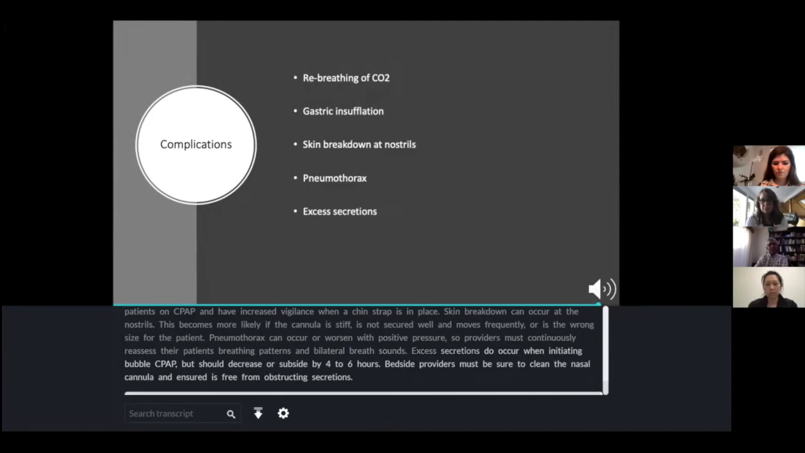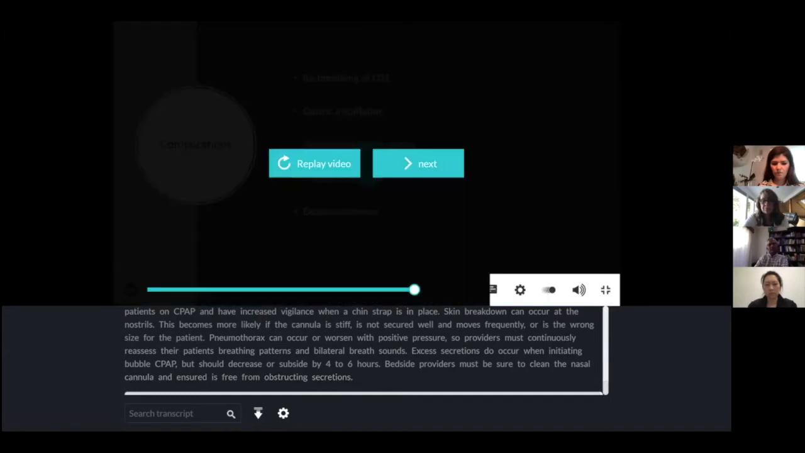Excess secretions do occur when initiating bubble CPAP, but should decrease or subside by 4 to 6 hours. Bedside providers must be sure to clean the nasal cannula and ensure it is free from obstructing secretions.